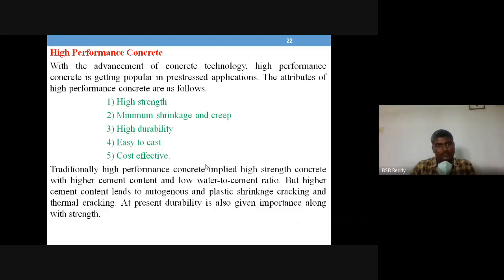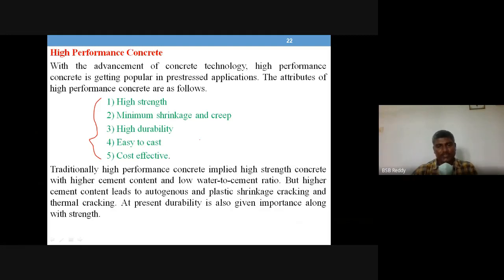Right. Now let us talk about today's content, which is called high performance concrete. So you have to understand the two different things here. High strength concrete is different from high performance concrete. High strength concrete is purely that the strength is high. In high performance concrete, the performance of the concrete in terms of the following aspects is being improved. So this is the difference.